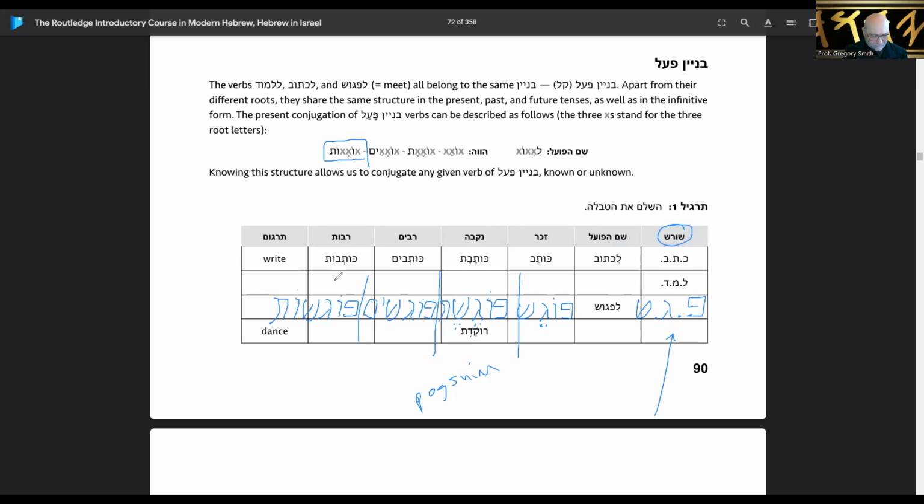Pogshot. Yeah, come on. Cooperate with me.